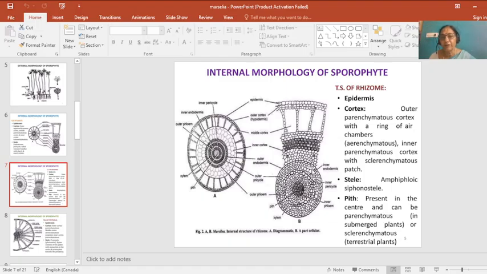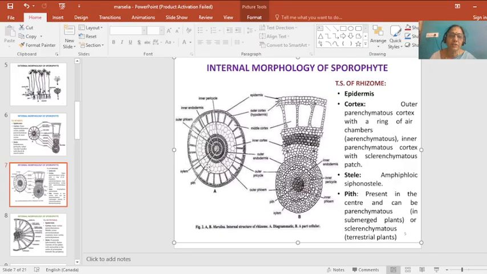The stele is amphiphloic siphonostele, where amphiphloic siphonostele means the xylem is surrounded by the phloem. When you see the xylem, you can see the phloem on the outer and the inner side. The endodermis is also found here. So amphiphloic means the phloem towards the outer and inner side. Similarly, the endodermis is also found on the inner and outer side, and the pericycle is also found.